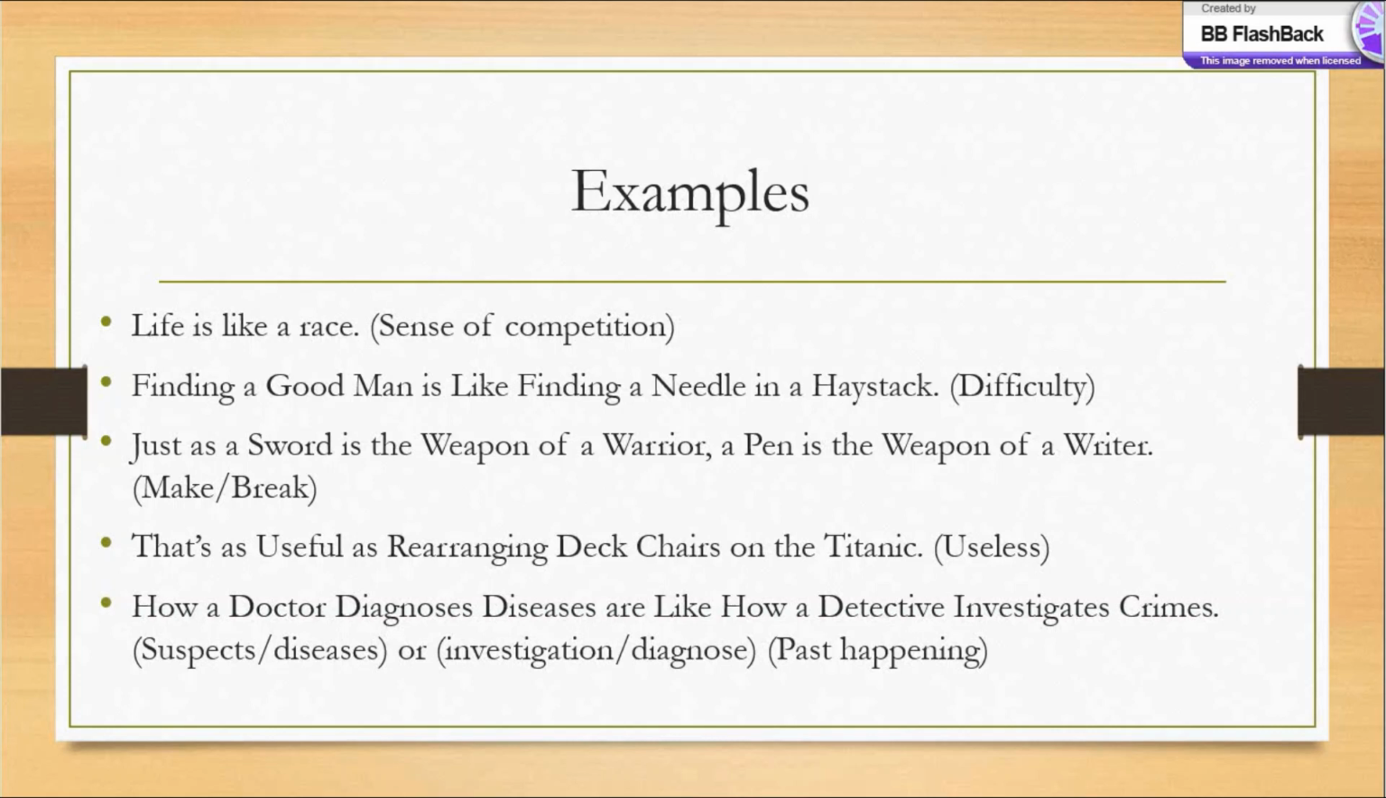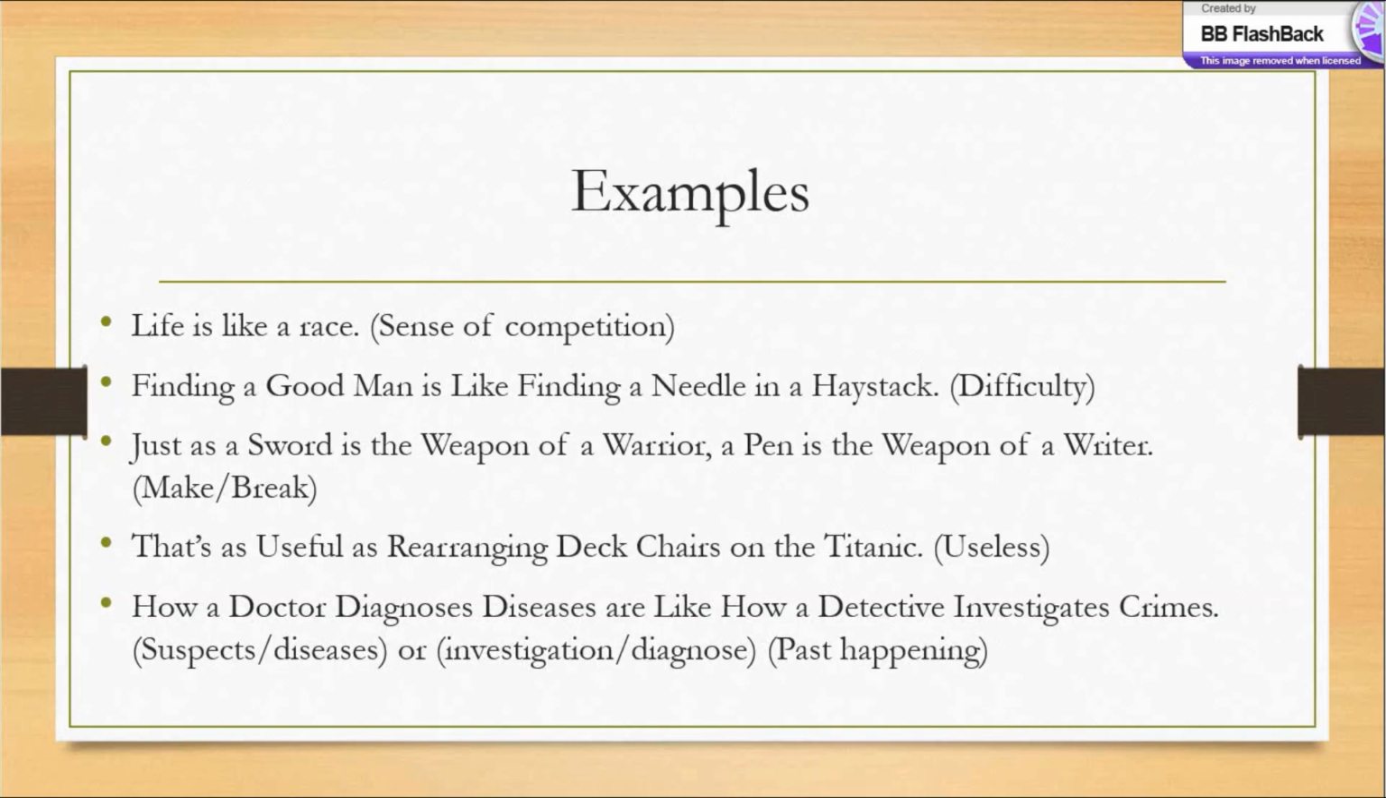Both have power. Another example: that's as useful as rearranging deck chairs on the Titanic. It depicts uselessness. I mean, two things are compared together, like usefulness and rearranging deck chairs on the Titanic. So it shows uselessness, because the Titanic is going to sink. So this is how you are explaining a sensitive topic.